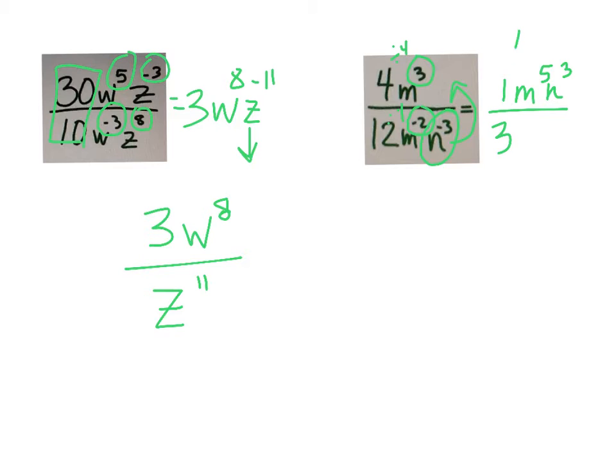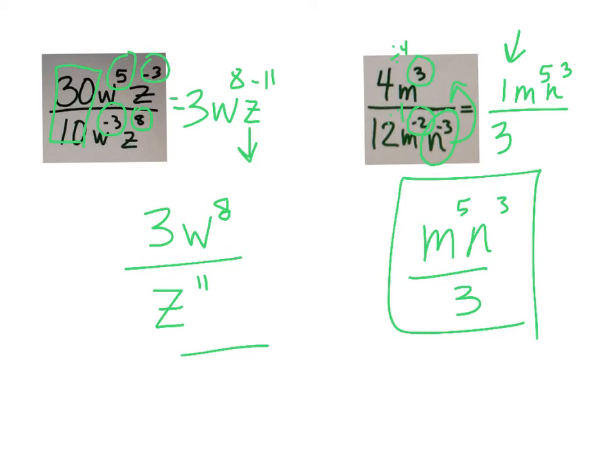Okay, we don't really need the 1. You can have it there if you want. I'm going to choose not to in my final answer. My final answer will be m to the 5th, n to the 3rd, all that over 3. So if you can't actually divide top by bottom, then make sure you check and make sure there's not a number you can divide both top and bottom by.